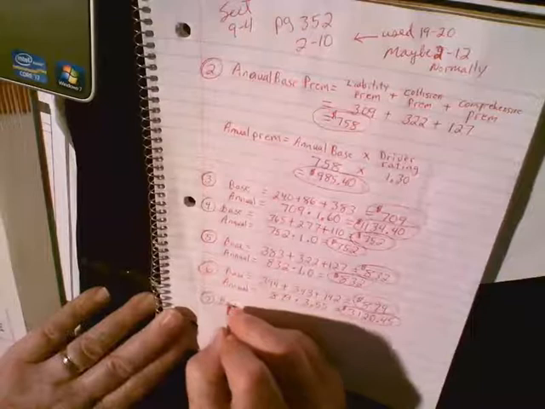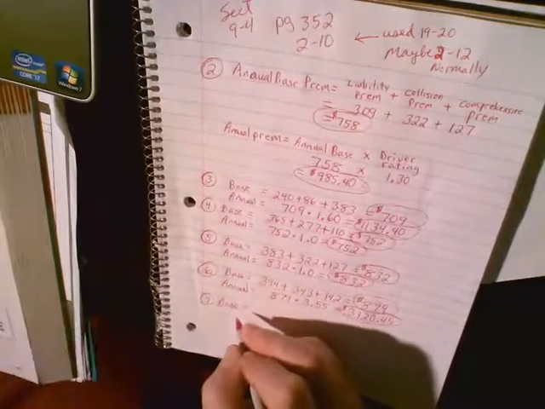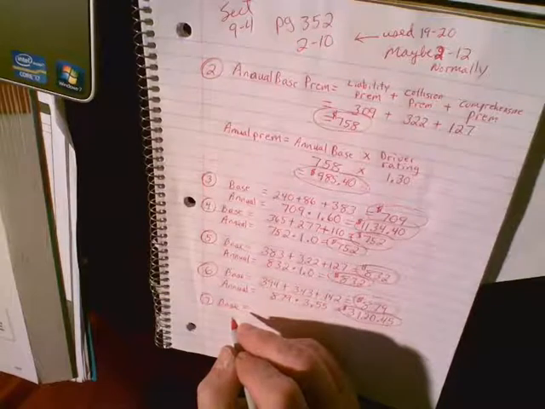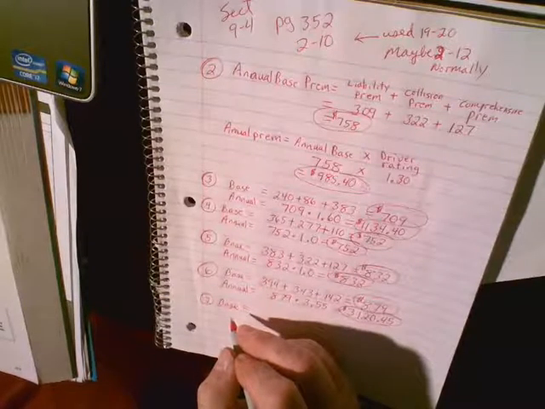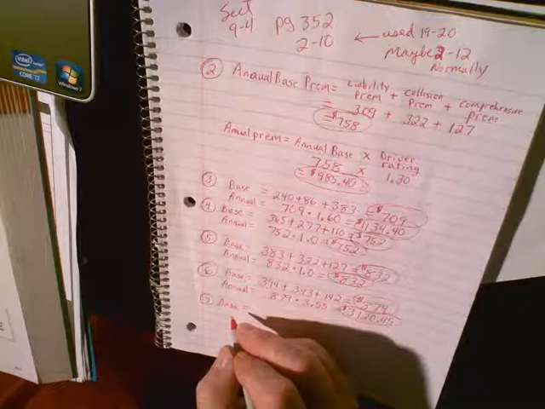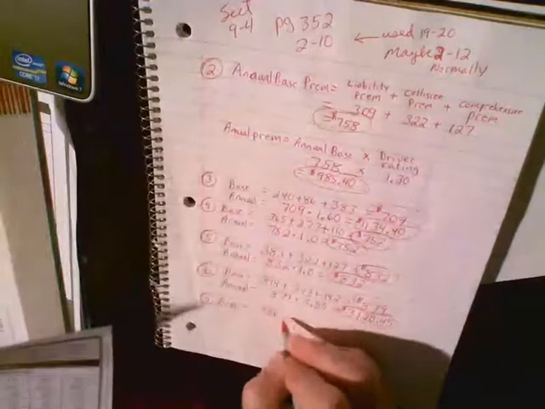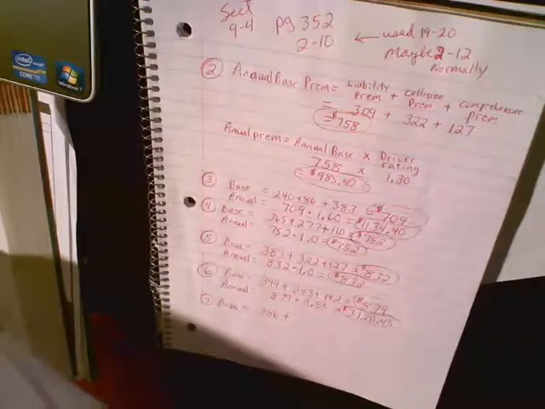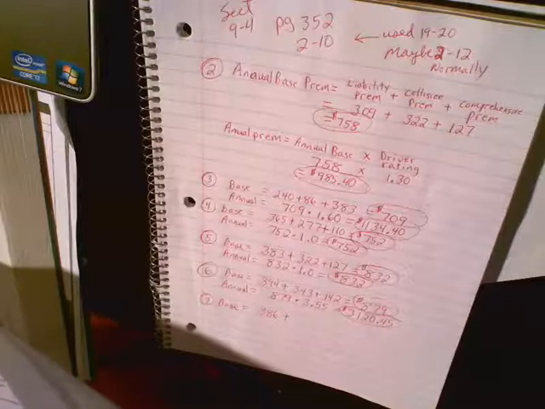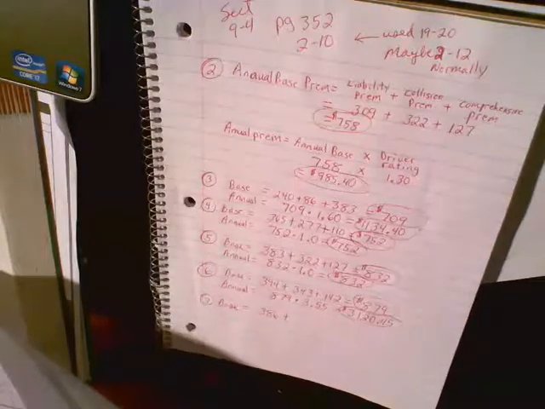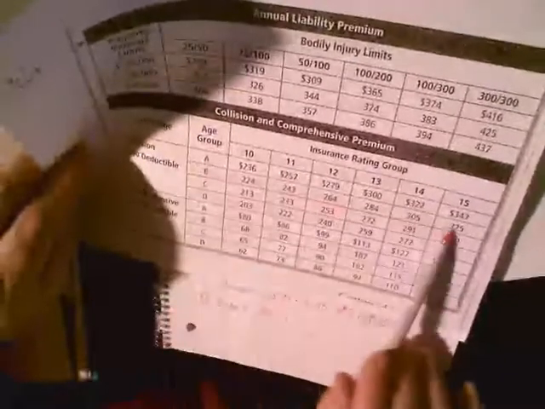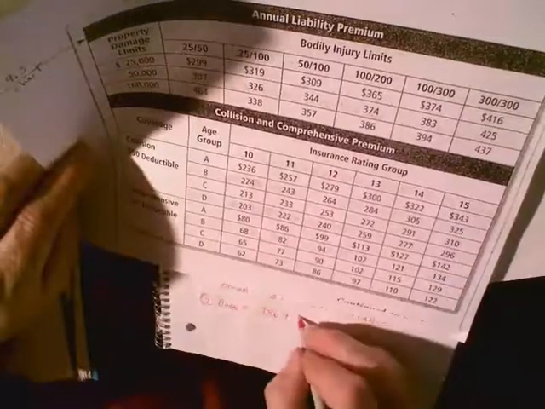Number 7, the base. It says Ruby uses her sports car mainly for pleasure. She has 100, 200 bodily injury and $100,000 property damage. So we look on here, 100, 200, 100,000, that's 386. Plus, keep reading a little farther. Her driver rating is 2.65, and her car is classified as B15. So we go B15, that's 325.